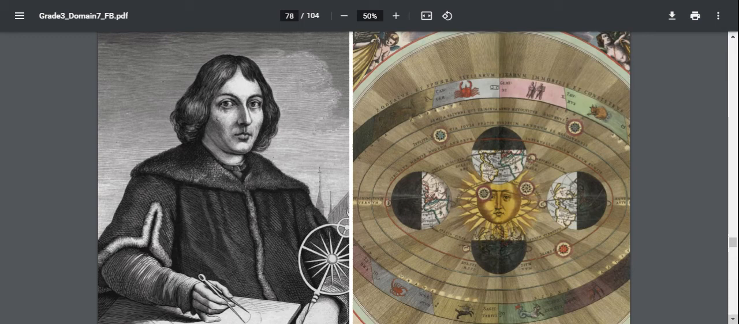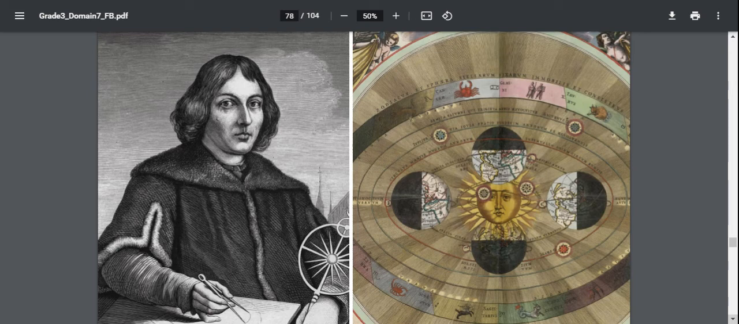So what did the astronomers believe for thousands of years before Copernicus's time about the arrangement of the universe? They believed that Earth was the center of everything and that it stood still while all the other celestial bodies orbited it. And what's the word that describes this Earth-centered view? Geocentric.